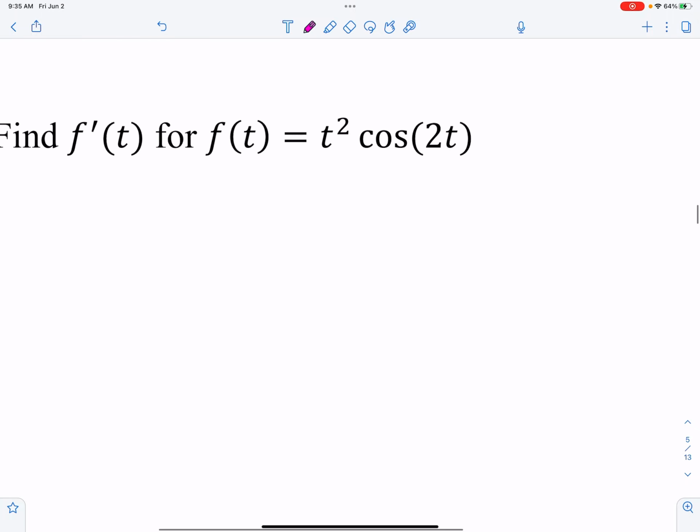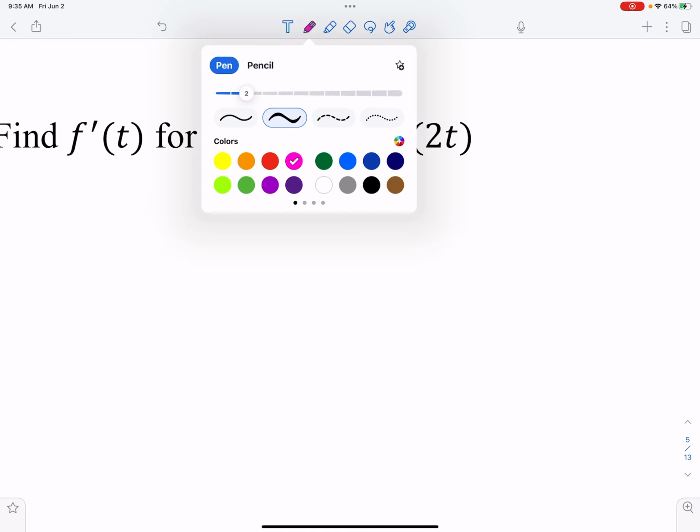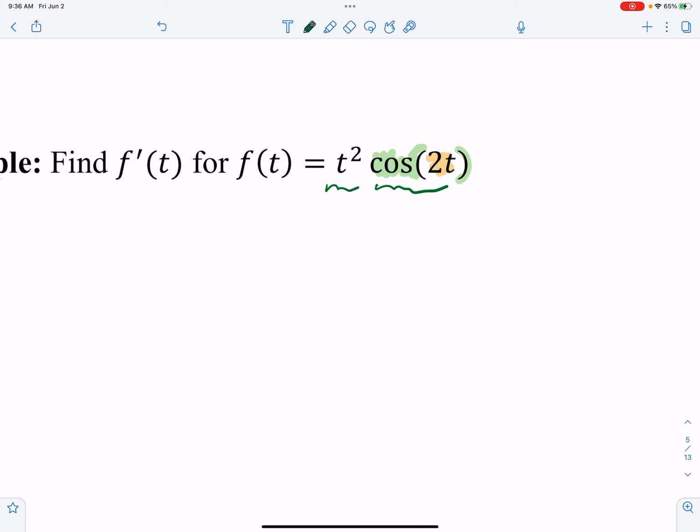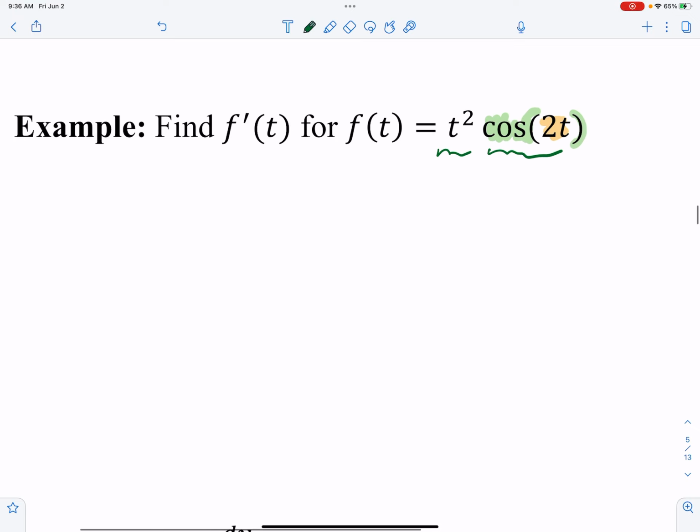Now this function, f of t, will require a couple different rules, actually a few different rules in order to find the derivative. So we can think of this as a function times a function, right? F times g. But notice that when we go to find the derivative of cosine of 2t, we'll have to think outside function and inside function. Okay, so thinking product rule first, right? Because we have f and we have g.